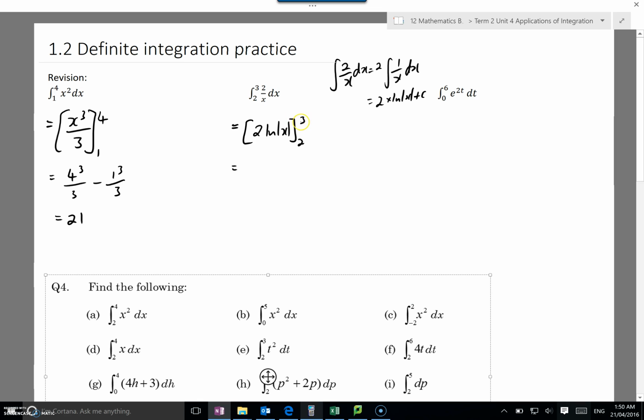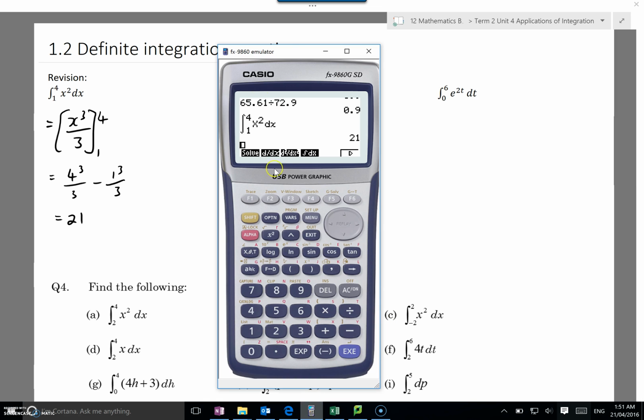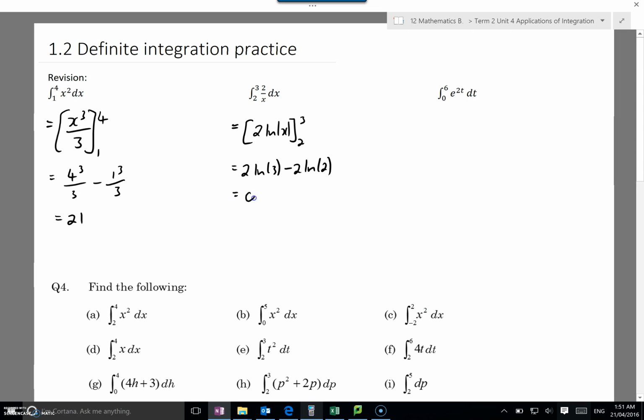Okay, I'll evaluate this at 3 minus it evaluated at 2, just like all these other ones. So 2 natural log of 3 minus 2 natural log of 2. From there I can put it in my calculator to find an approximate result. 2 times ln 3 minus 2 times ln 2, about 0.81. So I shouldn't have an equal sign there, I should have an approximately equal sign.